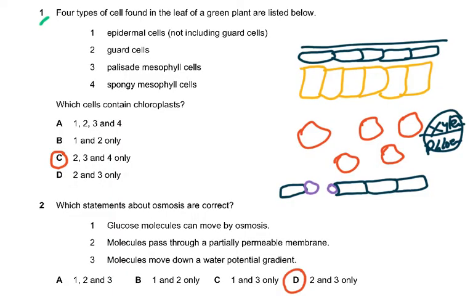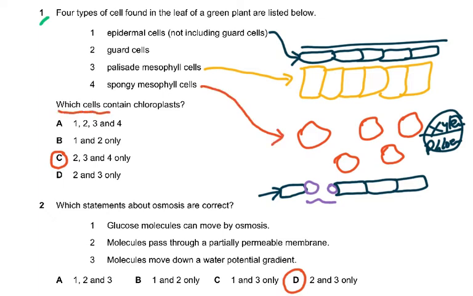Start with question 1. Four types of cells found in the leaf of a green plant are listed below. Epidermal cells. So these are the epidermal cells which I have drawn here and here. Then the guard cells are these ones here, and the guard cells plus this opening is called the stomata. Then we have the palisade mesophyll cells, and then we have the spongy mesophyll cells.